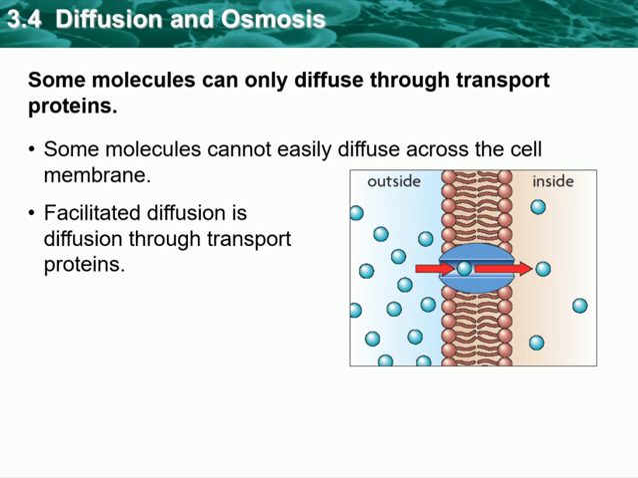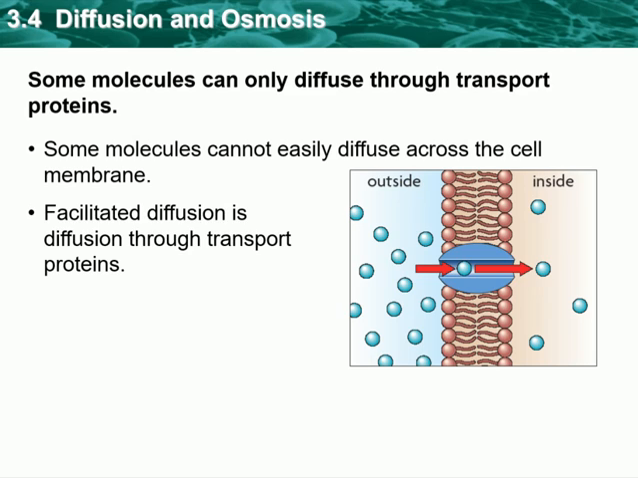Transport proteins make it easier for molecules to enter or exit a cell, but the process is still a form of passive transport. The molecules move down a concentration gradient, requiring no energy expenditure by the cell. There are many types of transport proteins.